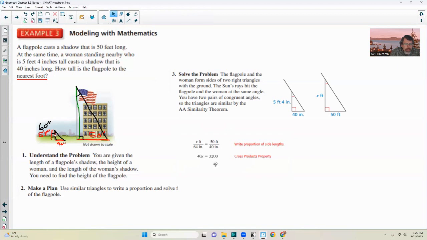Okay, so then we have cross multiplying. We get 40 times x equals 64 times 50, which is 3,200. And then that simplifies to 80. Okay. But I'm going to do this a little bit differently. I don't like mixing feet and inches. So I'm going to put it all in inches.